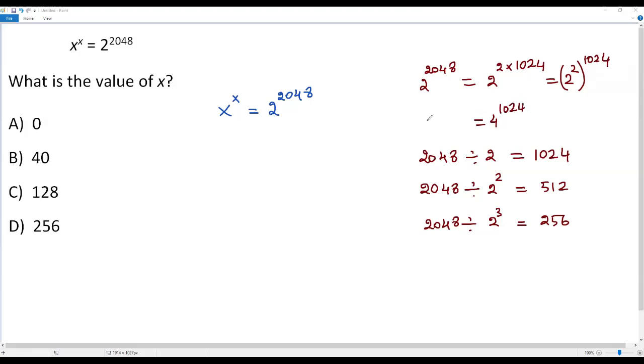So I tried writing 2048 as 2 times 1024. In that case, this is the result I'm getting, but in this result, I don't get the same value at the base and the exponent. My aim is to get the same value at the base and the exponent, so that it will be in the pattern of x to the power of x. So this method does not work. That is, writing 2048 as 2 times 1024 does not work.